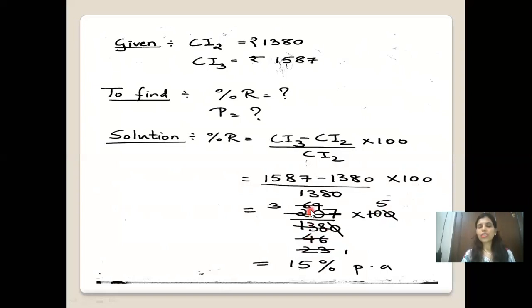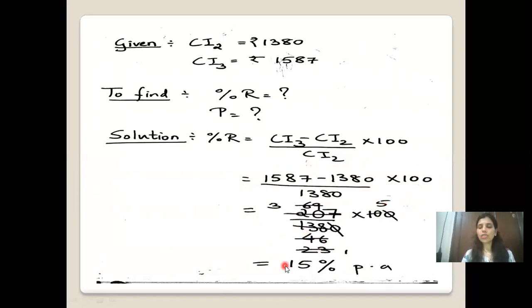Now what you do is you can see 23 and 69. 23 3s are 69. So you can divide directly 23 and 69. 23 1s are 23, 3s are. So now 3 5s are 15. So that is how you have got rate as 15%.